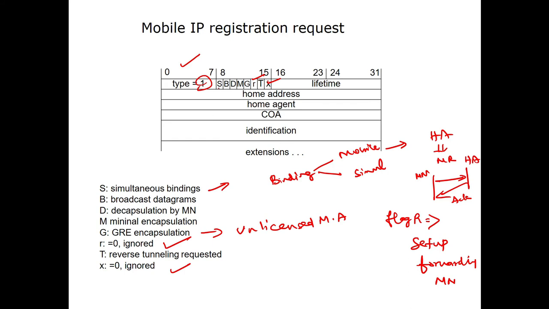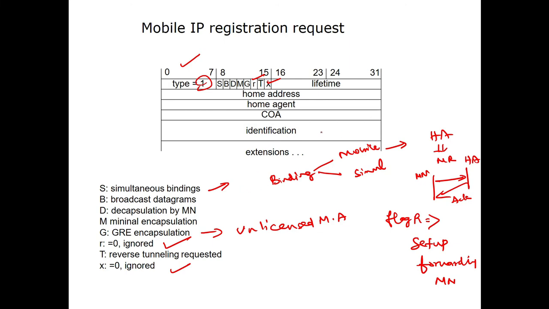S stands for simultaneous binding, B stands for broadcast datagrams, D stands for decapsulation by mobile network, M stands for minimal encapsulation, G stands for GRE encapsulation, R stands for the value 0 and it is ignored, and T stands for reverse tunneling, which acts when it is requested, and X stands for 0 and it is ignored. So here binding stands for data transmission, that is, a home agent.